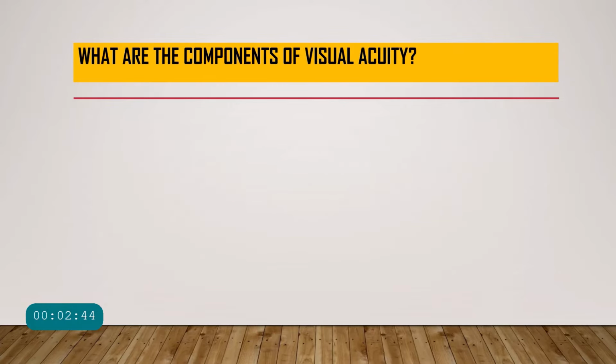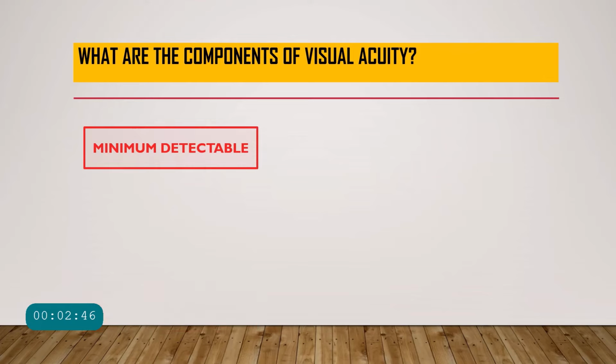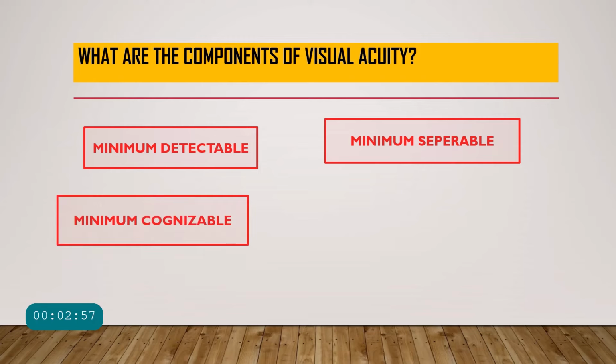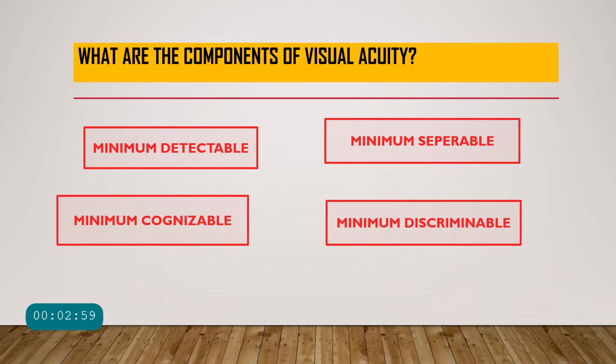So what are the components of visual acuity? Now there are a few terms that you should understand before you understand the depths of visual acuity. What is meant by minimum detectable? What is minimum separable, minimum cognizable, and minimum discriminable?